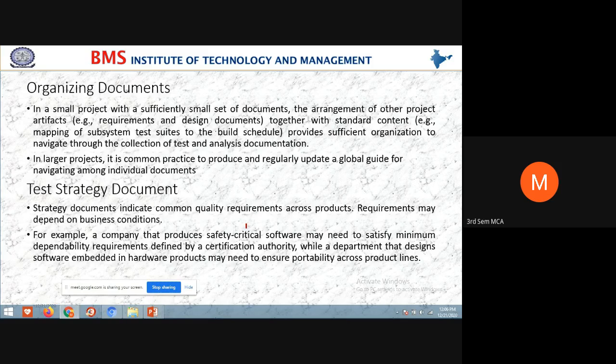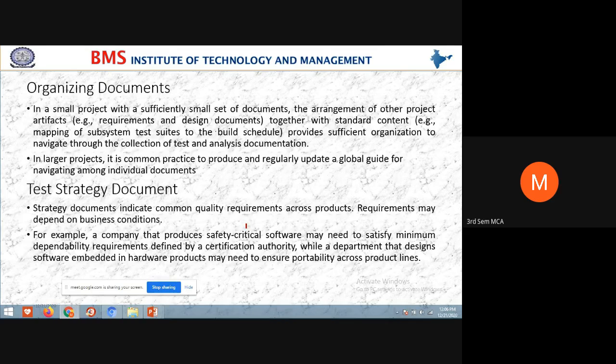In a larger project, it is common practice. So it's the same thing we have to follow in the larger project also. The rules and regulations are not different from a smaller project to a larger project. In all projects we have to follow the same rules.